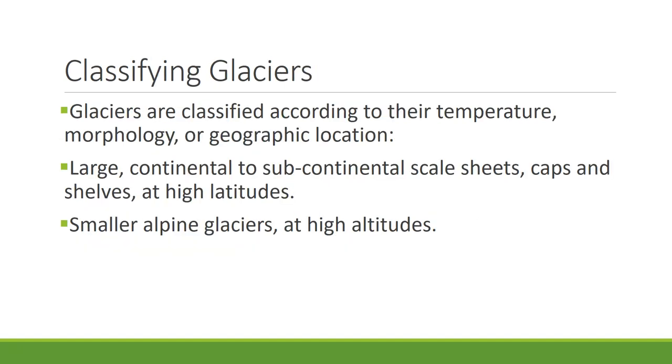Glaciers are classified according to their temperature, morphology, and geographic location. Large continental to subcontinental ice sheets, ice caps, and ice shelves form at high latitudes and only occur in Antarctica and Greenland. Smaller glaciers, often fed by ice or snowfields, form at high altitudes in alpine regions.